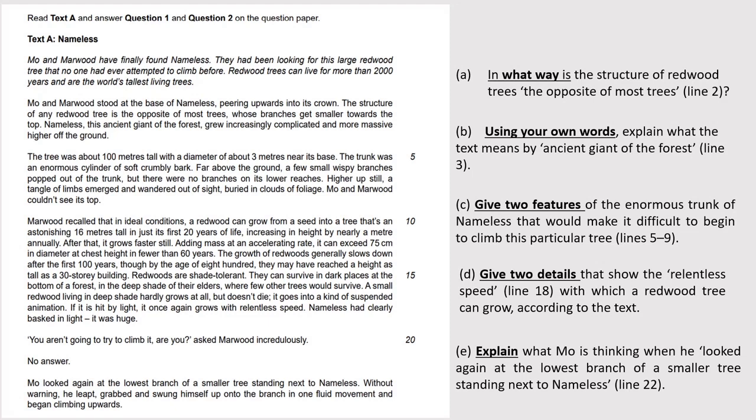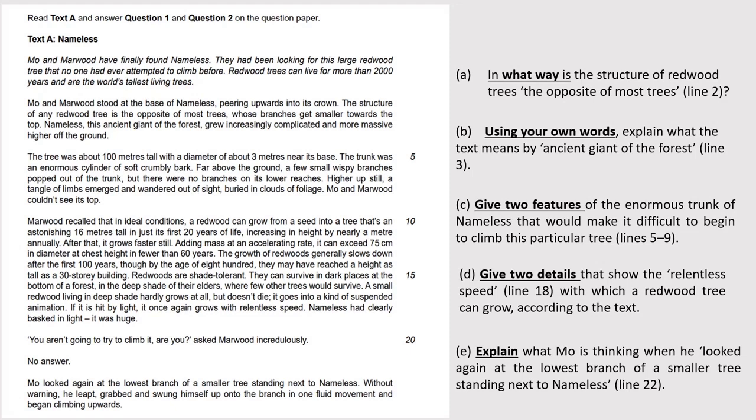I could also write it can exceed up to 75 centimeters in diameter at chest length in less than 60 years. So all three of these responses are absolutely correct, and if you write any two of these, you should get your full marks. The last question on this page says, explain what Mo is thinking when he looked again at the lowest branch of a smaller tree standing next to Nameless.